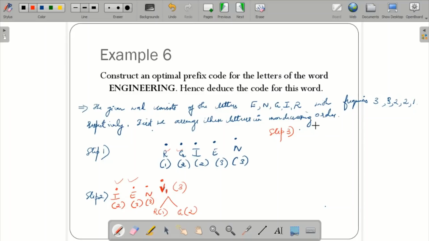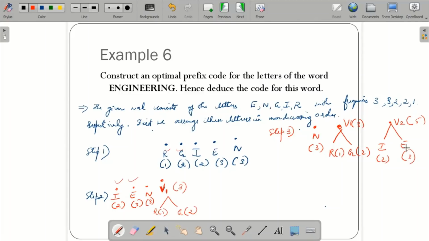So n will be as it is, right? N will be as it is 3, and v1 will be as it is 3. The left branch and the right branch of v1 are r1 and g2. When I combine these, I'll get the new vertex, that is v2, and the weight is 2 plus 3, which is 5, and the left and right branches would be I and E, whose I's weight is 2 and E's weight is 3.